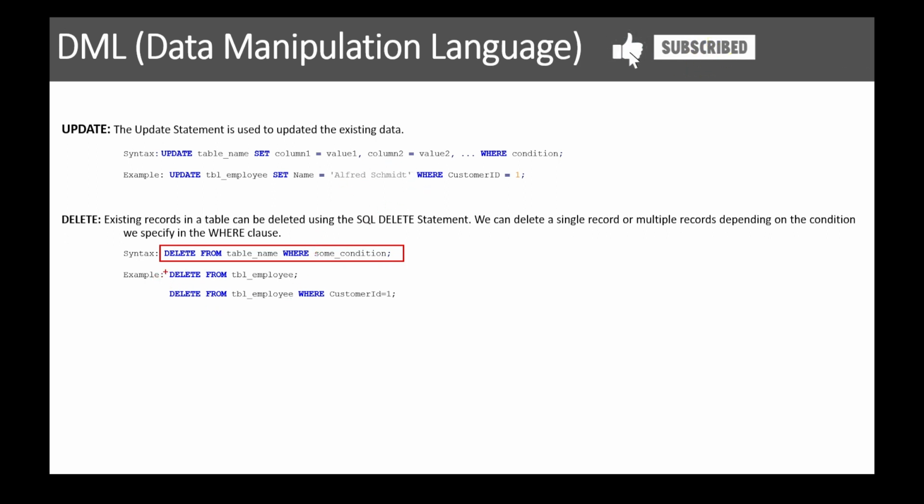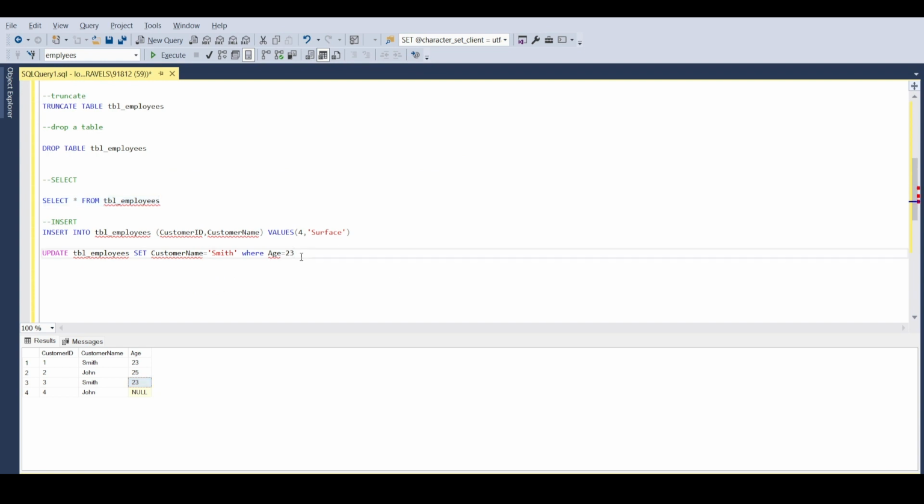For example, delete from TBL employees. If you do like this, you will be deleting all the records from the table. And delete from TBL employees where customer ID equal to 1 means the record having customer ID 1 only will be deleted. We'll see practically how it works. Switch to SQL Server Management Studio. Now we are looking into delete, right?